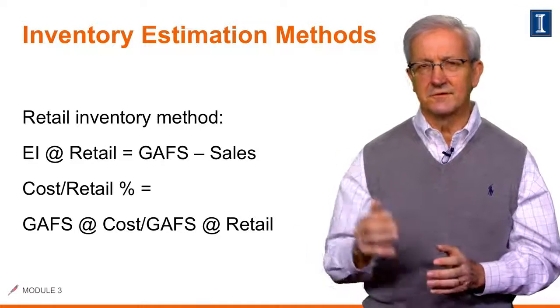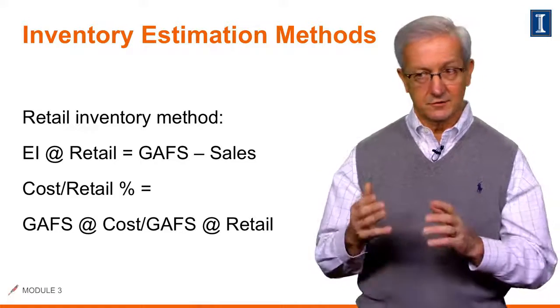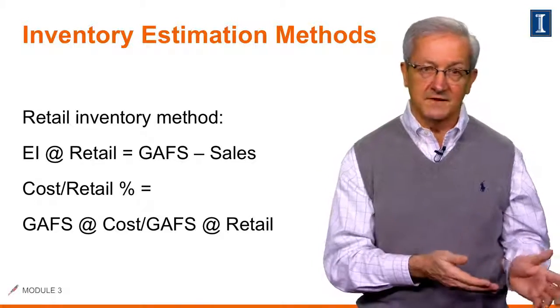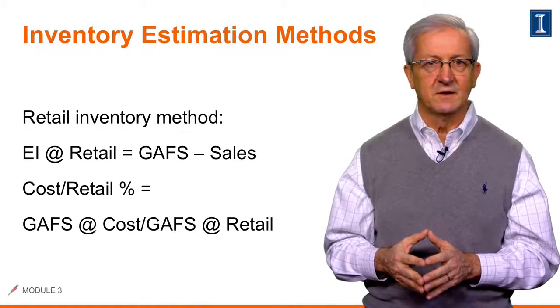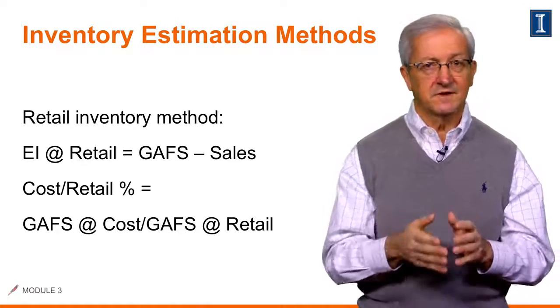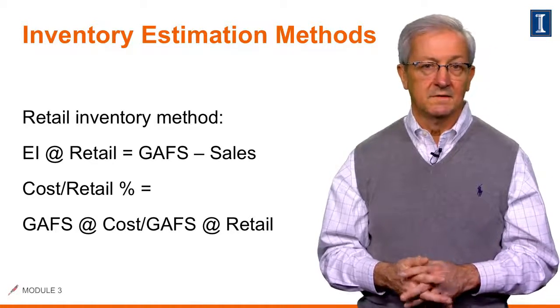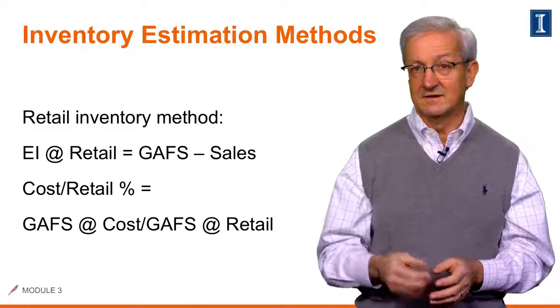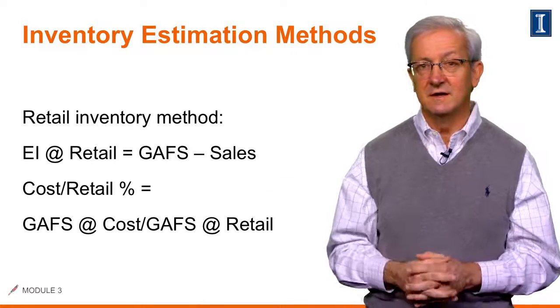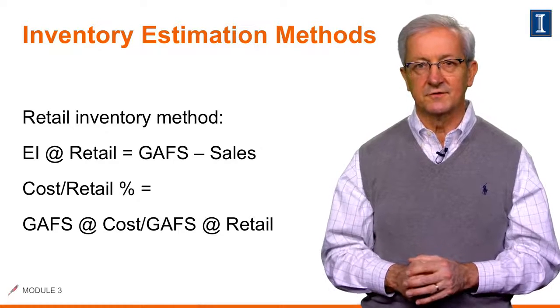So let's look a little further at this retail inventory method. We take our ending inventory at retail, which is your goods available for sale minus our sales amount. Then we look at that all important cost to retail percentage, which is equal to your goods available for sale at cost divided by your goods available for sale at retail. Then you go on and calculate your inventory at cost by taking that amount at retail times that percentage you just calculated. That'll get you the amount you have to put on your balance sheet in your year-end financials.